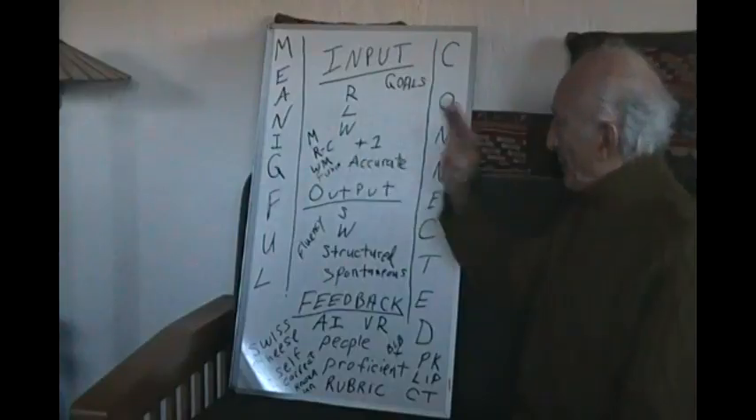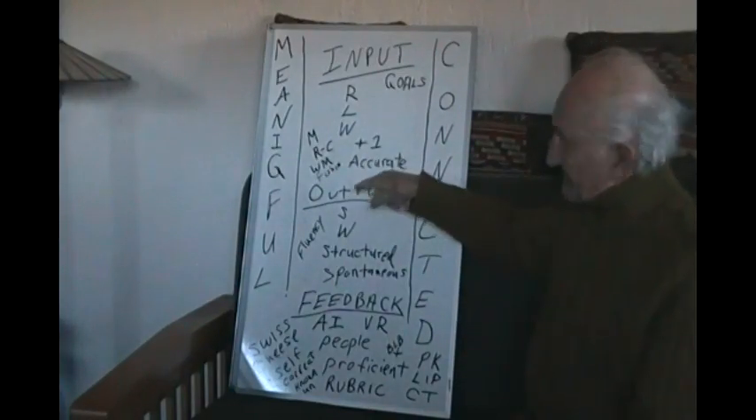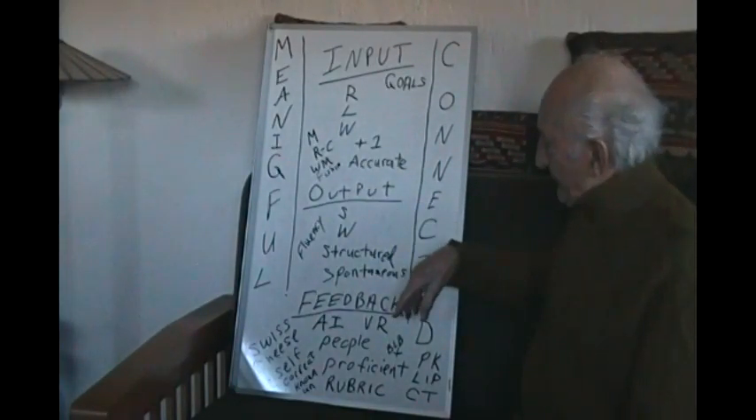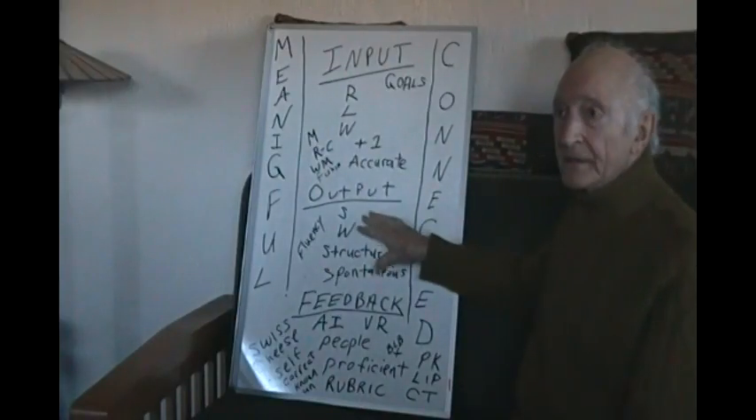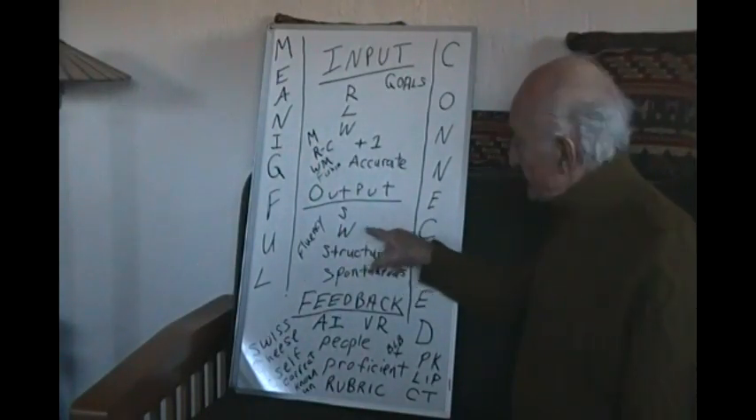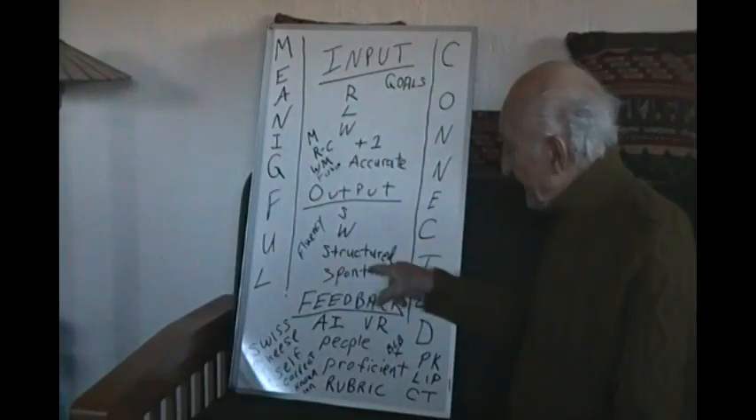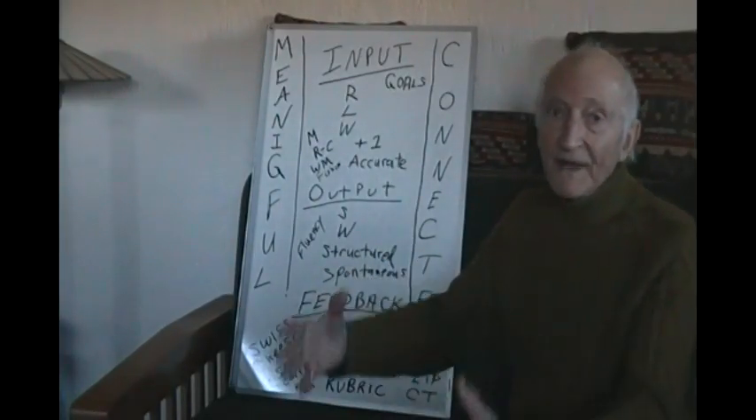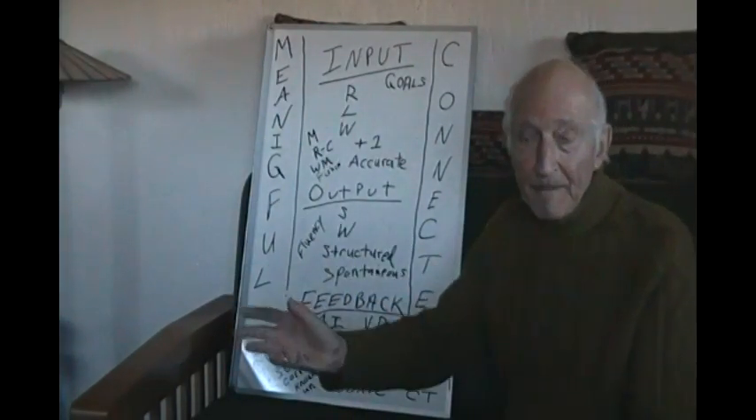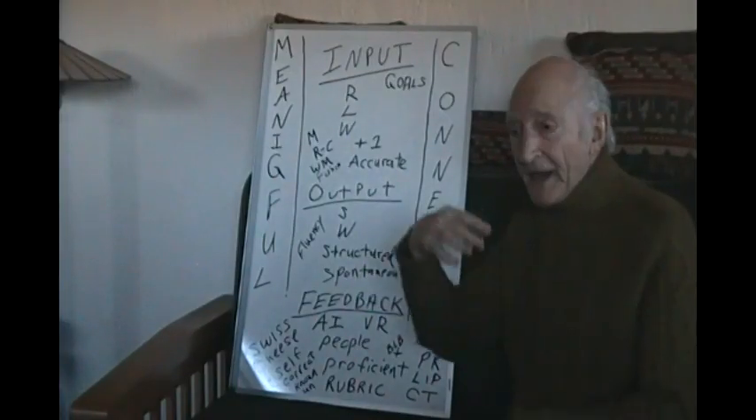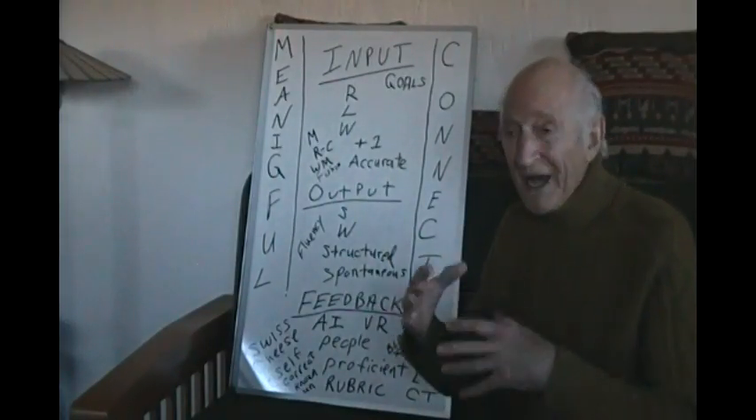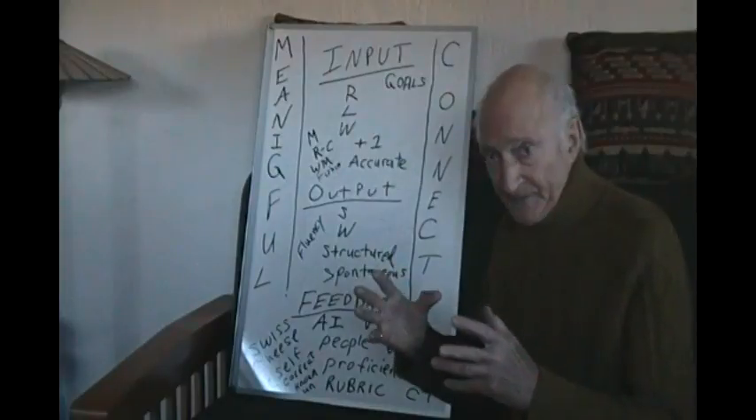Then, output, speaking and writing. And there are many activities. We can have structured activities and spontaneous. Structured ones, you're going to find them in textbooks, on the internet. Spontaneous, they are spur of the moment. They are impromptu, not planned.